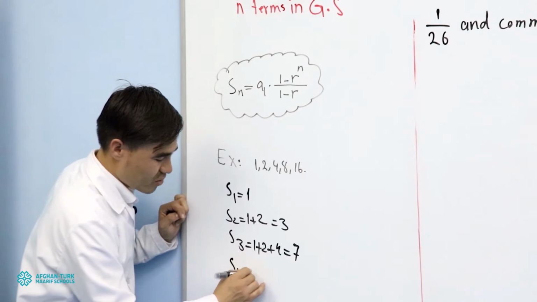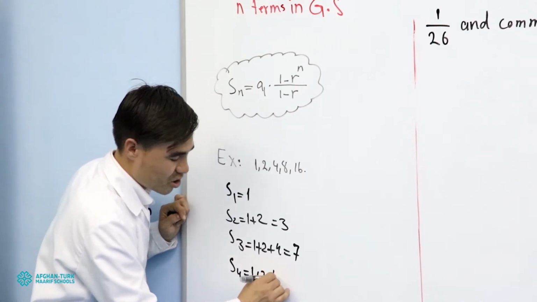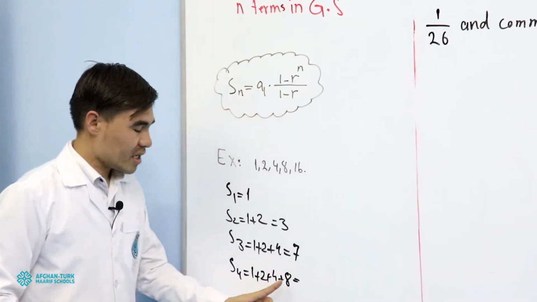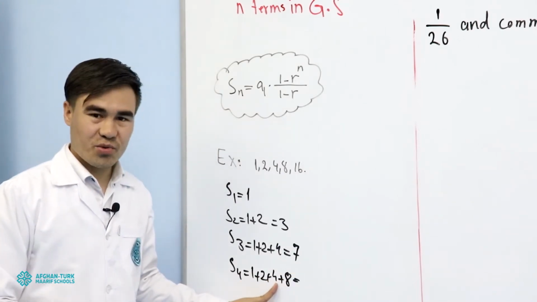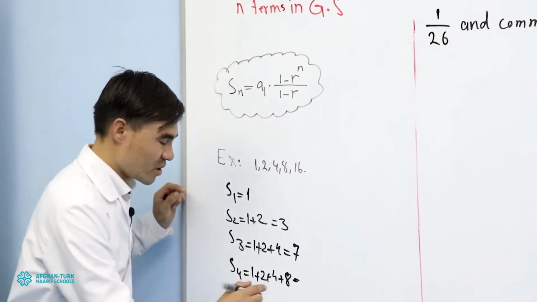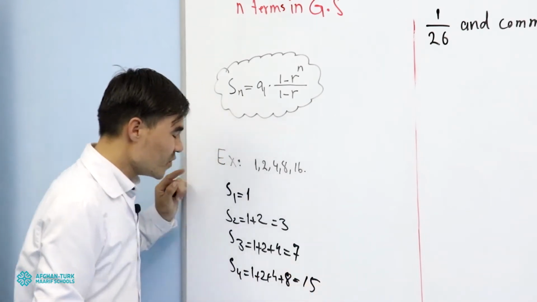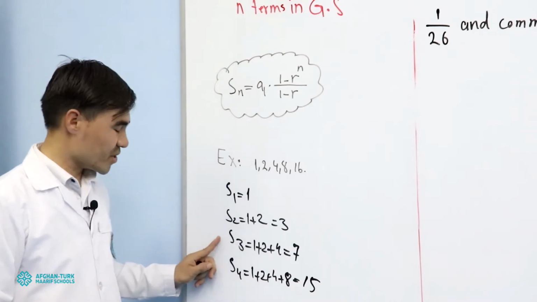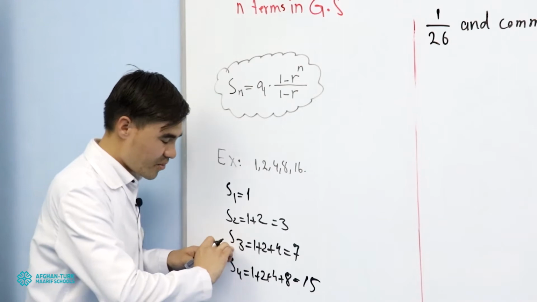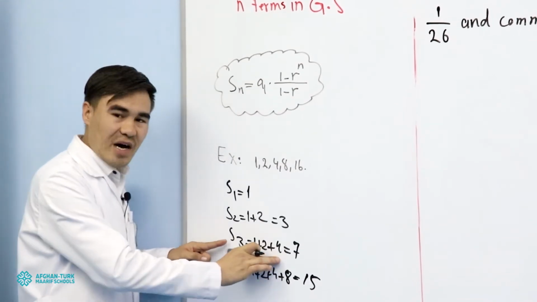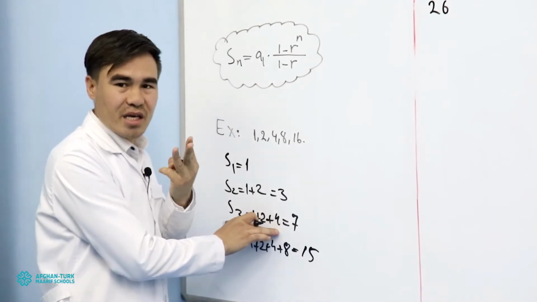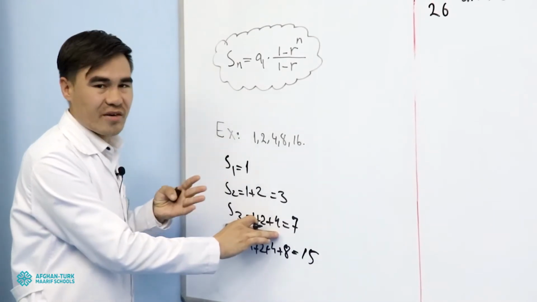And S4 is equal to 1 plus 2 plus 4 plus 8. What does it mean? 8 plus 4 is equal to 12, 12 plus 2 is equal to 14, and 14 plus 1 is equal to 15. If we have S1, S2, S3, and S4, what does it mean? S3 means, please find the sum of the first three terms of the sequence which is given to us.